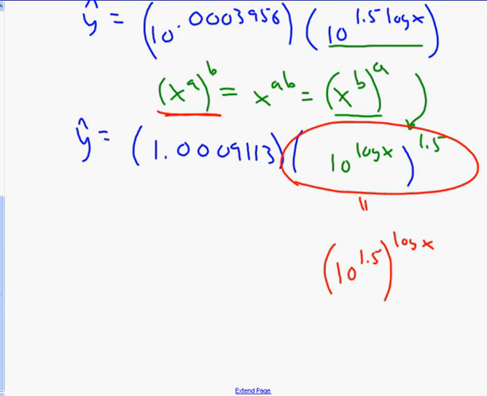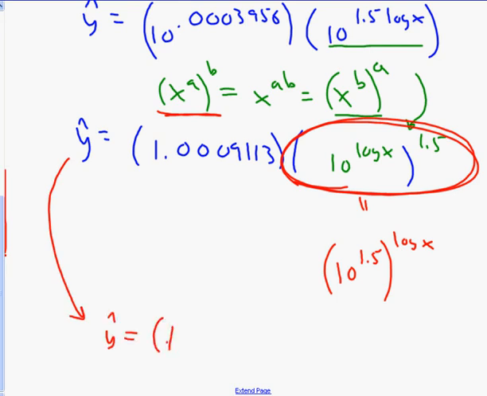I made a conscious decision to write this. And if you think about why, you just look at it, you're going to notice something. Let's finish off here. Now what we know is that this coefficient is unaffected by all of this. This just goes along for the ride. But this term now becomes x to the 1.5 power. All right. So there you are.